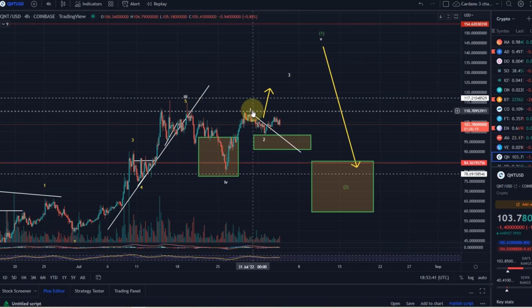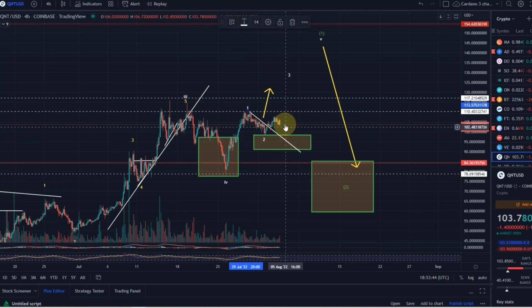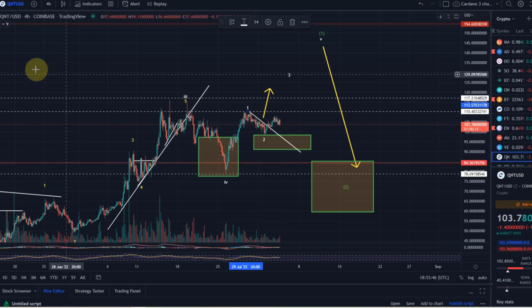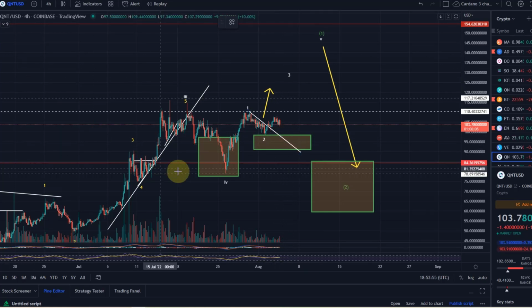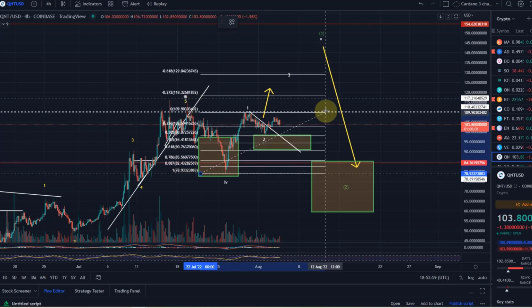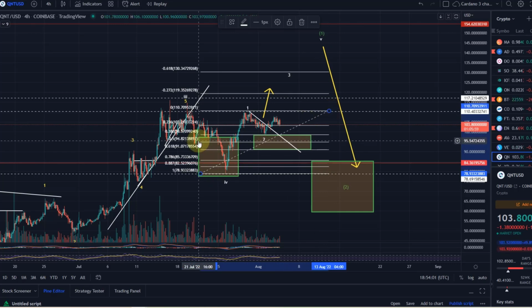Because if we haven't taken out the high of the wave 1, we can still come down lower in this wave 2. Because, as you can see, the green area still gives you some space for further downside. Ideally, though, we would contain the correction in this green reversal area, which is located between the 38.2% fib level and the 61.8% fib level. And that's where we currently are here with Quant.